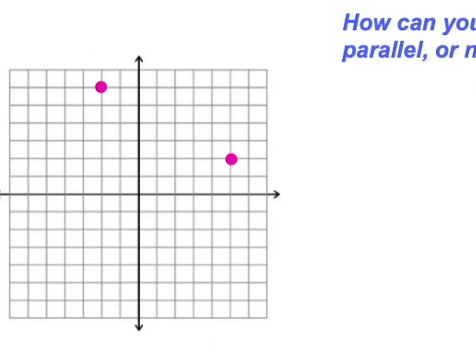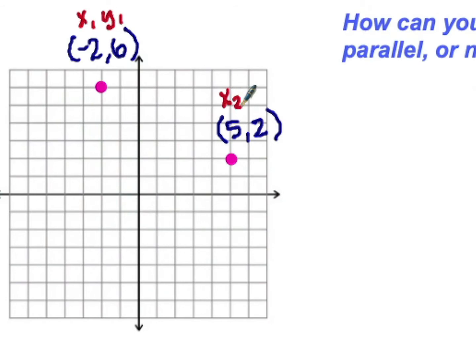But let's review using the formula too. I would need the coordinates of these points, so it looks like this one's (-2, +6). And this one looks like (+5, +2). It really doesn't matter which one you consider to be x1, y1 and which one is x2, y2, but maybe it would help you to label them. So if I wanted this to be x1, y1 and this x2, y2, that would work just fine, but it doesn't matter. It's that you're consistent on the top and the bottom of your slope formula.